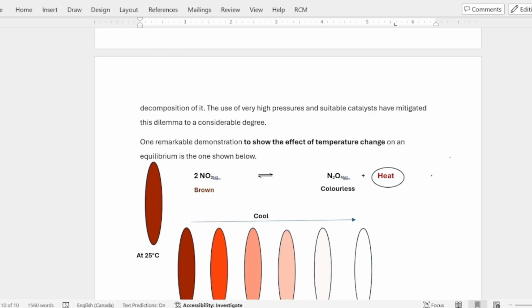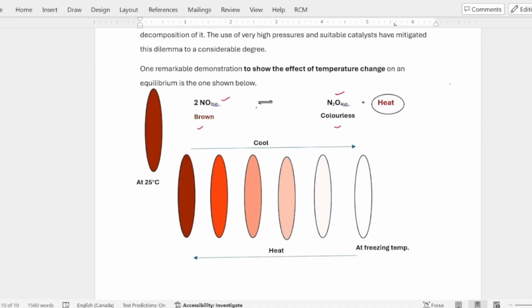One demonstration that I used to show my students the effect on equilibrium concentration was the one that involved the equilibrium between nitrogen dioxide and dinitrogen tetroxide. Nitrogen dioxide is a brown gas, while dinitrogen tetroxide is colorless. At room temperature, a glass tube containing this equilibrium here has a color like this. That means that the equilibrium is more towards the left because of the predominance of the brownish color.